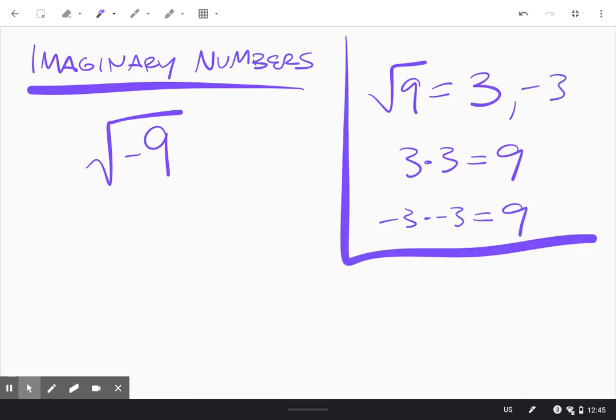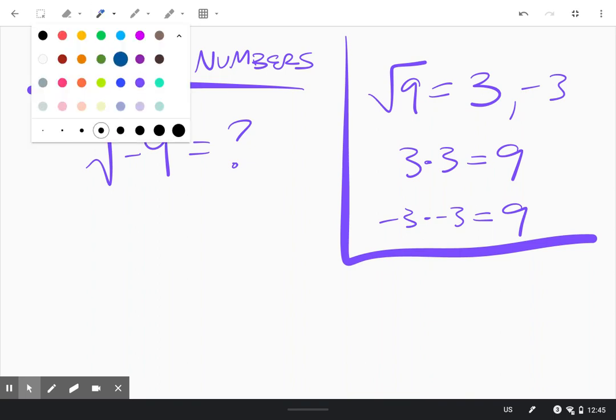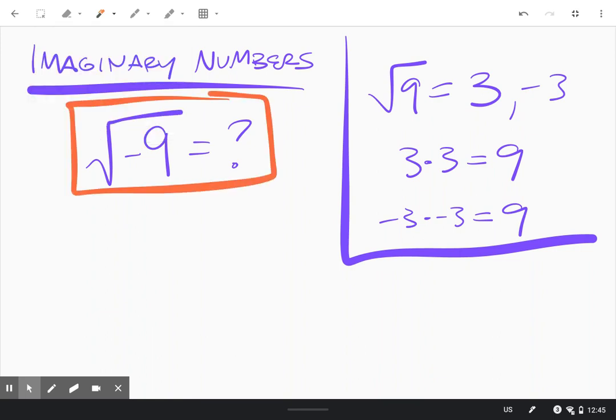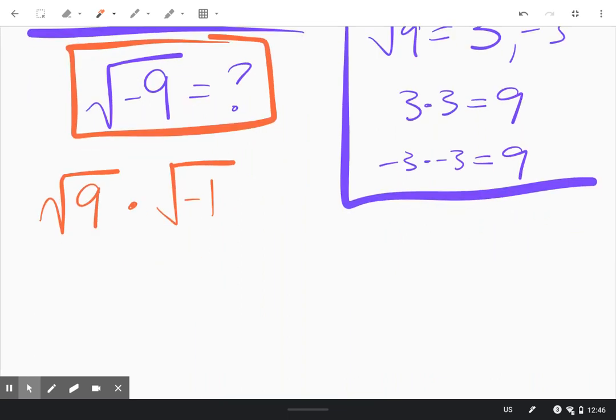We know that. But imaginary numbers say, well, what is the answer to this? And the answer is that there actually isn't what we call a real number, but we do need a way to mathematically address this issue of what is the square root of a negative number. So what do we do with this? Well, there's a solution. The solution is that we will first break up this into the square root of 9 and the square root of negative 1.